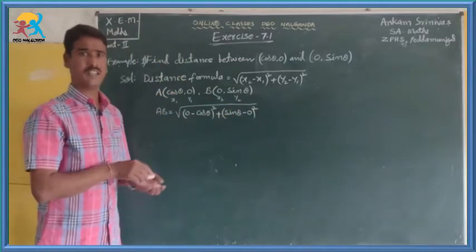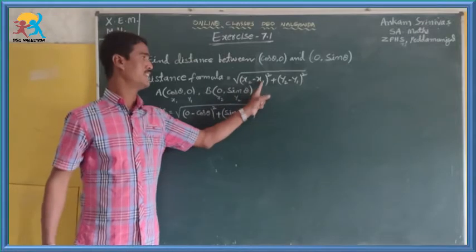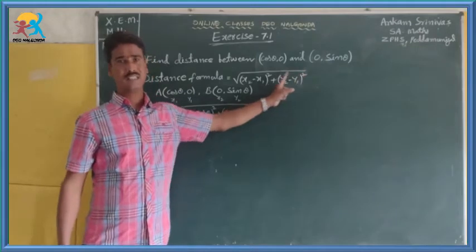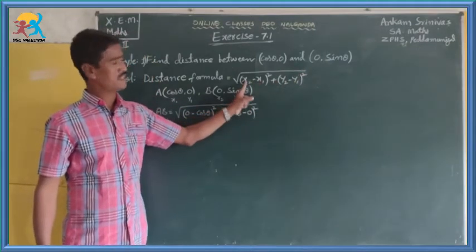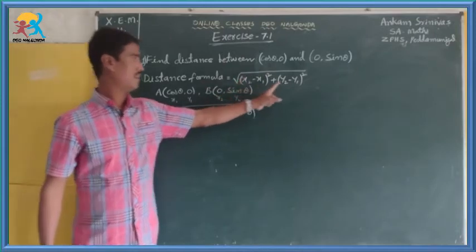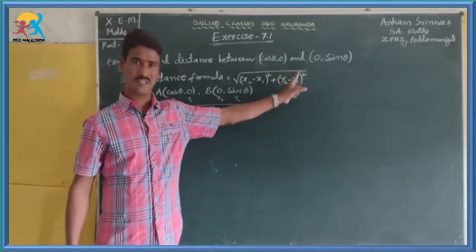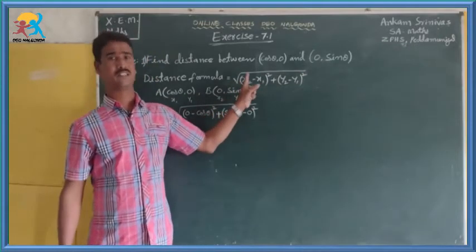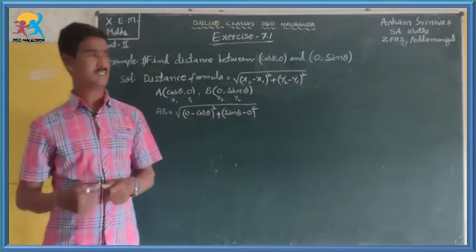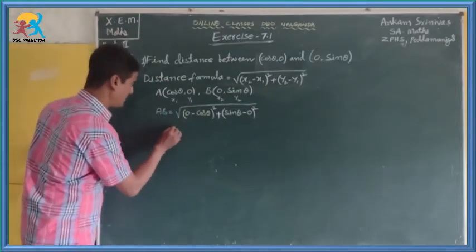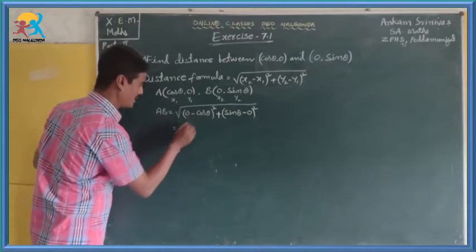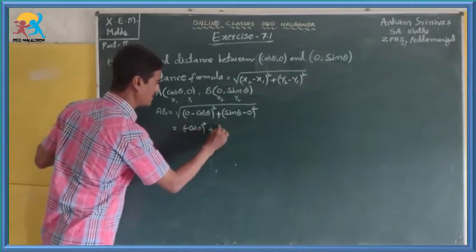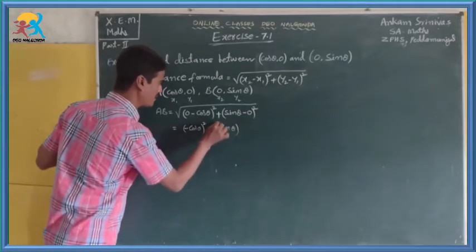Dear children, here in the formula, you can take x1 minus x2 whole square also, or y1 minus y2 whole square also. Either take x2 minus x1 whole square or x1 minus x2 whole square, we will get the same answer. Here, 0 minus cos theta, that is minus cos theta whole square, plus sin theta whole square.